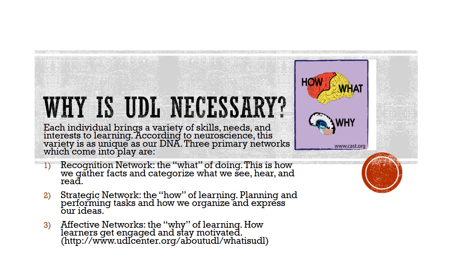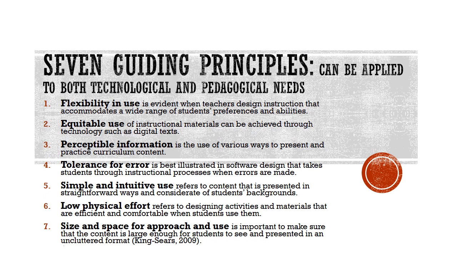Why is universal design for learning necessary? Each individual brings a variety of skills, needs, and interests to learning. According to neuroscience, this variety is as unique as our DNA. Three primary networks come into play. The recognition network, the what of learning: this is how we gather facts and categorize what we see, hear, and read. The strategic network, the how of learning: planning and performing tasks and how we organize and express our ideas. Affective networks, the why of learning: how learners get engaged and stay motivated.